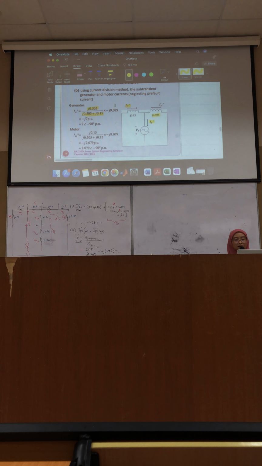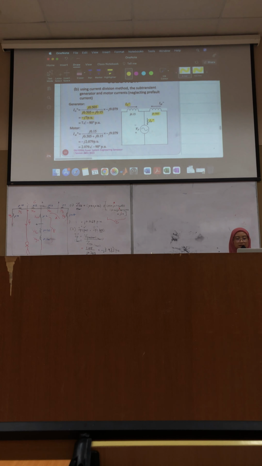Dah cari dah. Ni, sebelum ni. Okay, nak cari IG, remember you want to find IG, you need to get the opposite reactance. Okay, 0.505 divide by the total reactance and then darab dengan I source dia, which is I fault. Then, kalau nak cari IM, you dapatlah ni. Kan? Kita dapat minus 7 here for IG.